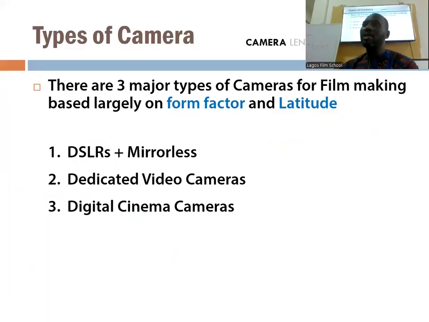All right, so there are three major types of cameras. You have DSLRs, dedicated video cameras, and digital cinema cameras. Now, I've showed us a dedicated.